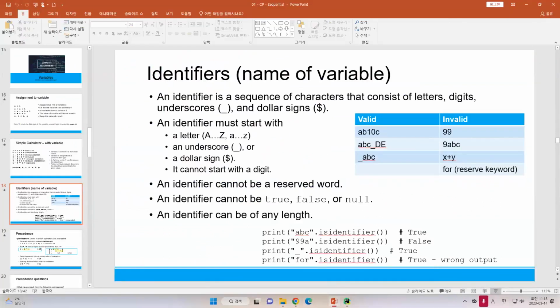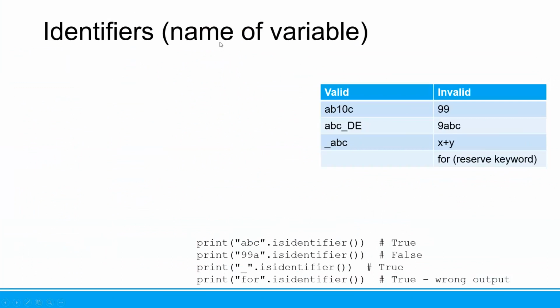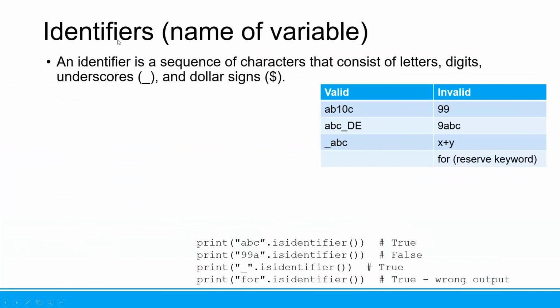There is a rule to make the identifier or name of a variable. An identifier is a sequence of characters that consists of letters, digits, underscore, and dollar sign. Letters mean the alphabet, A, B, C, and so on. Digits mean numbers, 0, 1, 2, 3 until 9. Underscore, this is underscore, and then dollar sign.